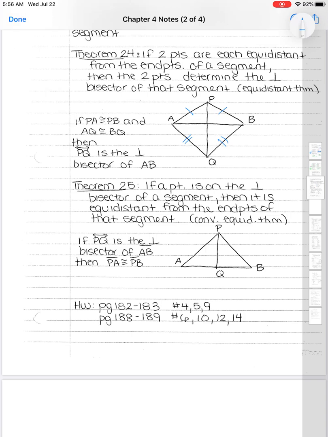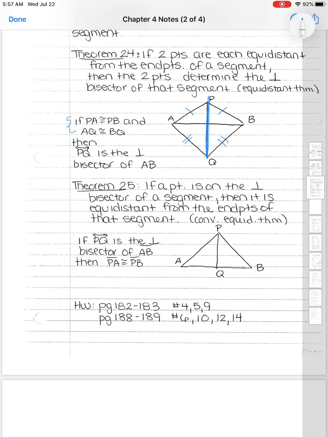It says if 2 points are each equidistant from the endpoints of a segment, then the 2 points determine the perpendicular bisector of that segment. So this is saying if PA and PB were congruent, and AQ and BQ were congruent, okay? So if you look, if we were to cut it on PQ, it's a mirror image on both sides. If you folded your paper, like a reflection, think of it like that. So if that is the situation that you have, then that blue line is the perpendicular bisector of AB, which means it makes right angles and it splits that segment in half.